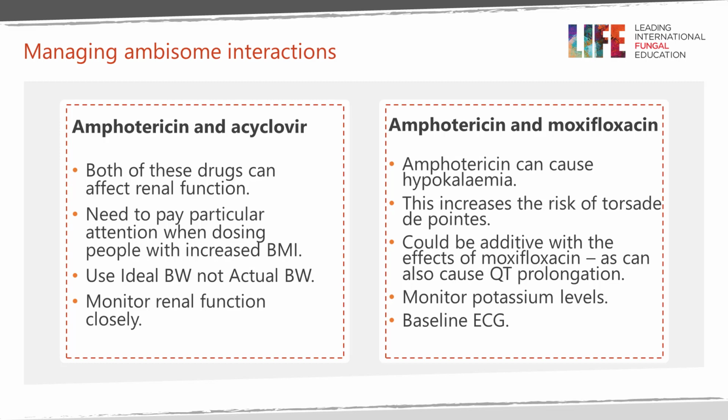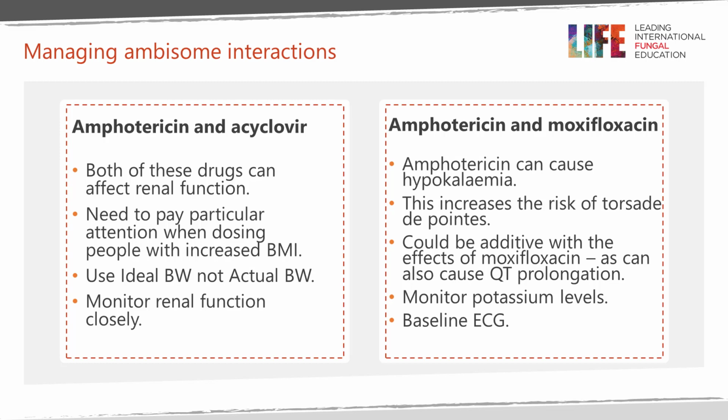One of the examples I chose was amphotericin and acyclovir. Now, both of these drugs can affect renal function, and it's really important to pay particular attention when dosing people with perhaps an increased BMI or a low BMI, so extremes of weight, and use ideal body weight, not actual body weight. There was a patient that I was managing, and he was a tall guy and weighed around 120 kilos.